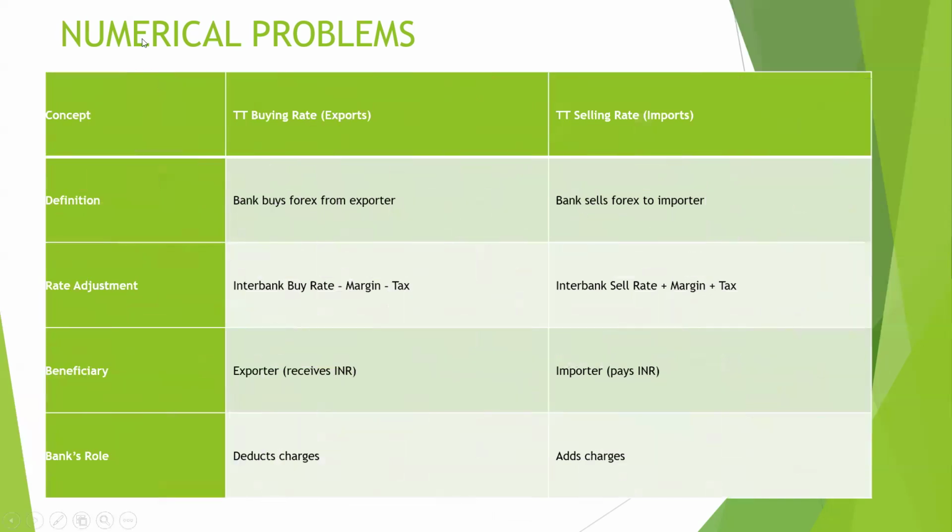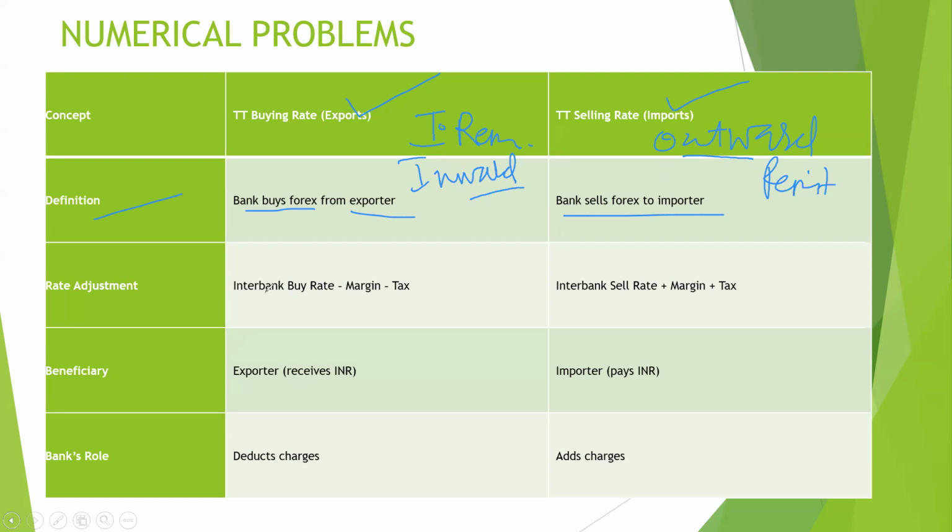Okay, so in this numerical question, the concept which you have to remember is first the definition: TT buying, TT selling. TT buying is for export, TT selling for import. One more thing you can remember, TT buying is for inward remittance, and TT selling is for outward remittance. For inward remittance and outward remittance, the same will be applicable. So the bank buys forex, foreign exchange, from the exporter, and here the bank sells to the importer. So in TT buying, it is the interbank buying rate minus margin minus tax. Here, it is the interbank sell rate plus margin plus tax. The beneficiary is the exporter, who receives INR. The importer is the one who pays the INR.